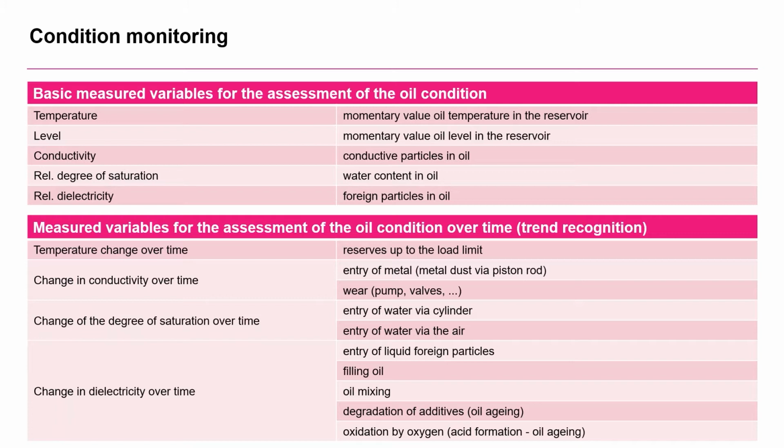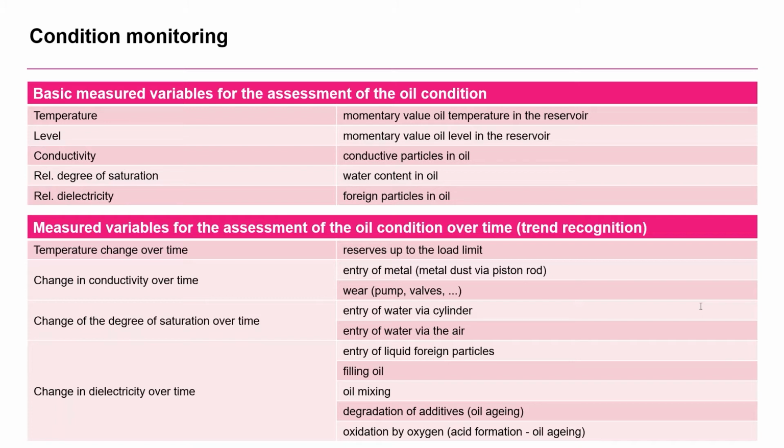Okay, so the measured variables for the assessment of oil conditions over time. So we also check the trend. So we not just see the current status, but also look at the trend of the system, because in the beginning it's different over time. It is normally increasing, temperature is increasing, the amount of dirt is increasing. So we check the trend of the system, the sensor can check the trend. So the temperature change over time reserves up to the load limit.